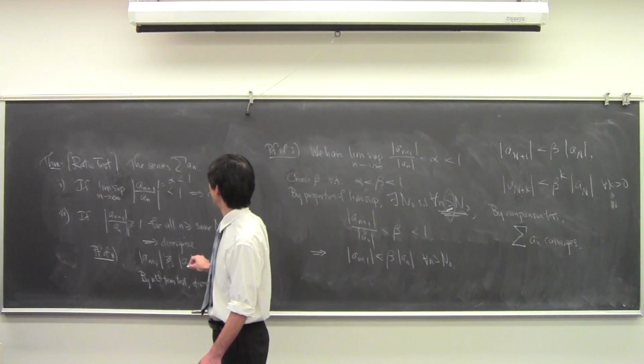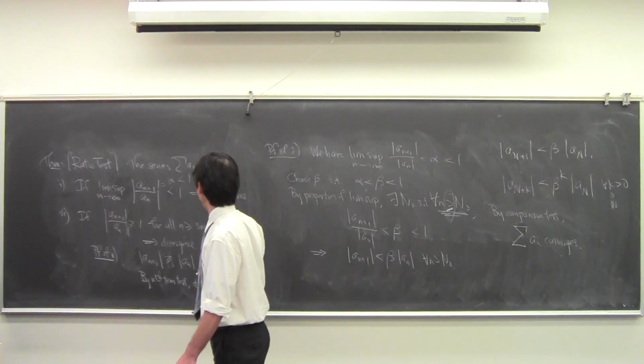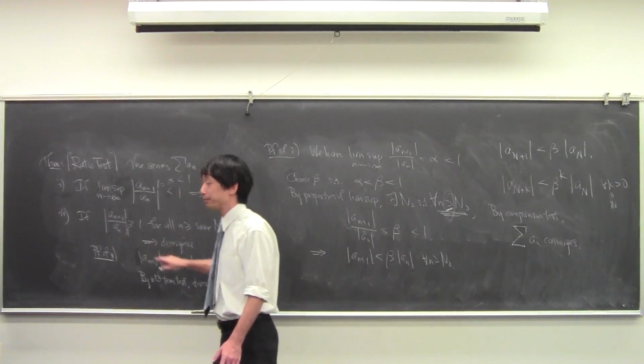And here the assumption is that a sub n is not equal to 0, because otherwise we cannot put that in the denominator. Yes, that's true. Thank you.